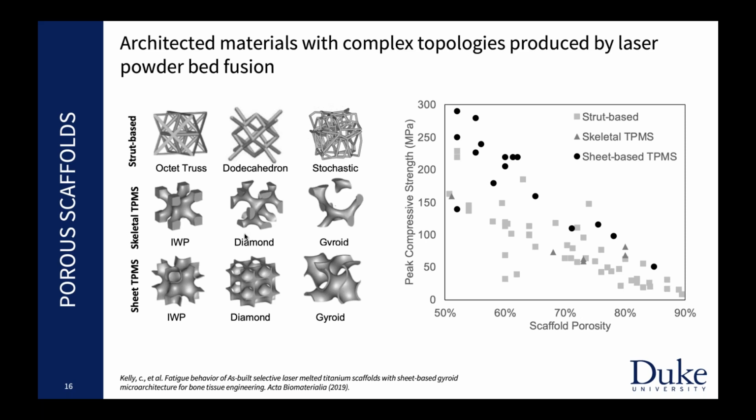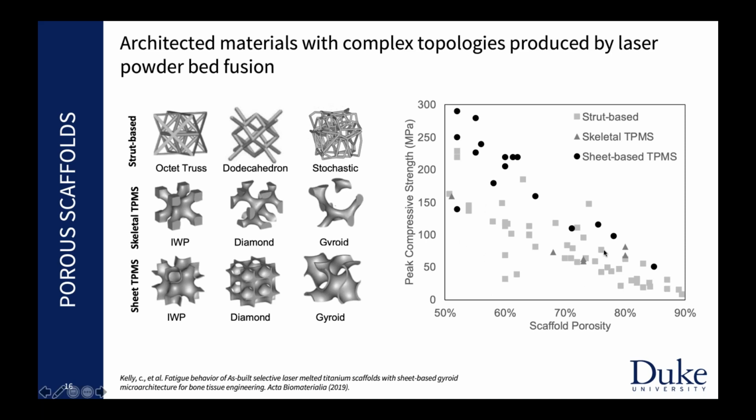So we've been studying these strut-based structures, different types of trusses, what's called a skeletal TPMS, which is a triply periodic minimal surface, and then also sheet-based TPMSs, which are these structures that have these three-dimensional sheet structures that are periodic in all directions. And we found that if we vary scaffold porosity, the first thing you notice is if you make it more porous, it's a lot weaker, right? So if you have 50% porosity, you've got reasonable strength, and you're going to drop your strength by a factor of 10 when you get to 90% porosity, which is really, really porous.